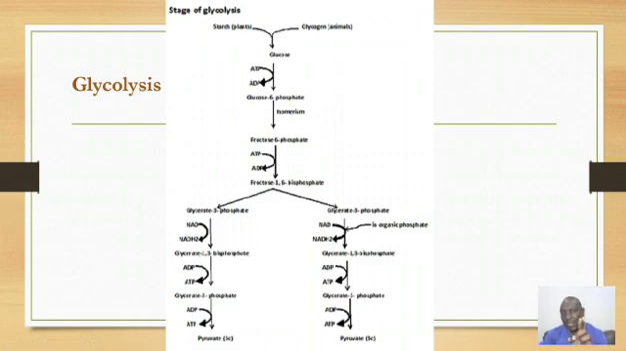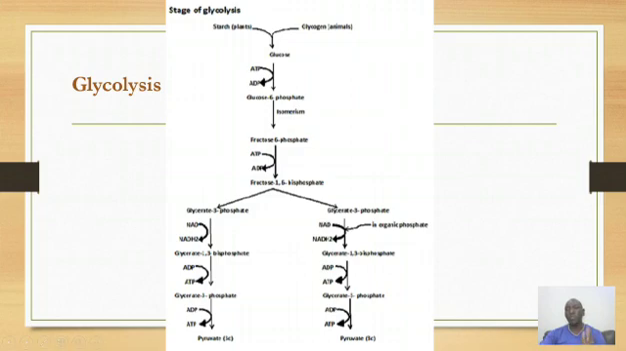Therefore, we define glycolysis as a series of reactions in which a glucose molecule is broken down into 2 molecules of pyruvate or pyruvic acid. A series of reactions in which a glucose molecule is broken down into 2 molecules of pyruvate. Why are we saying so?